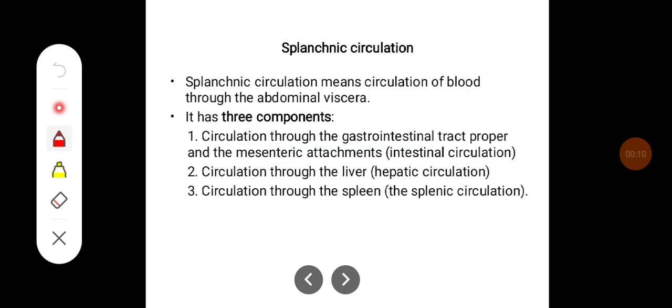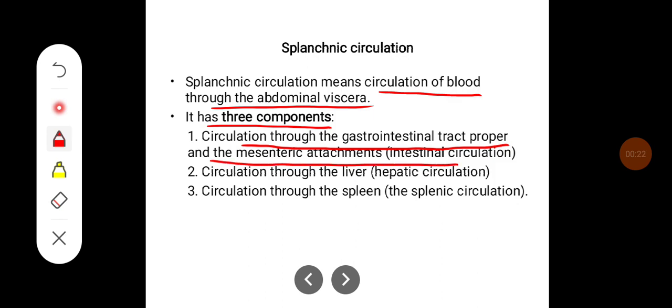Splanchnic circulation. Splanchnic circulation means circulation of blood through abdominal viscera. It has three components: circulation through the gastrointestinal tract proper and the mesenteric attachment, that is intestinal circulation. Second is circulation through the liver, that is hepatic circulation, and third is circulation through the spleen, that is splenic circulation.